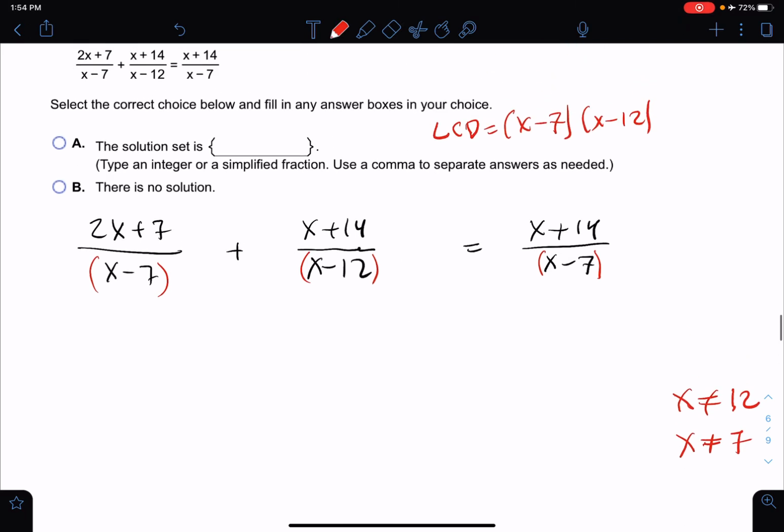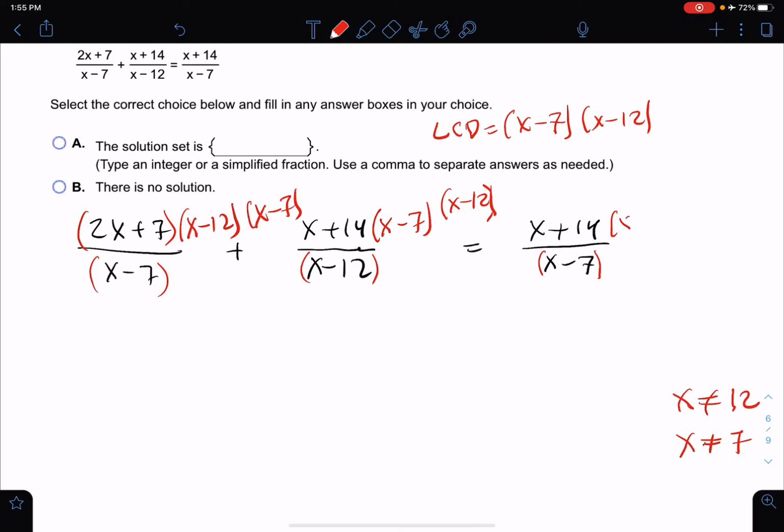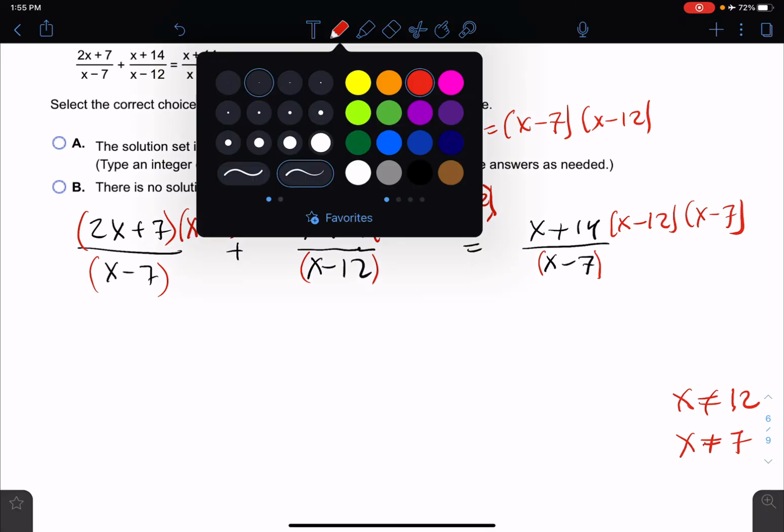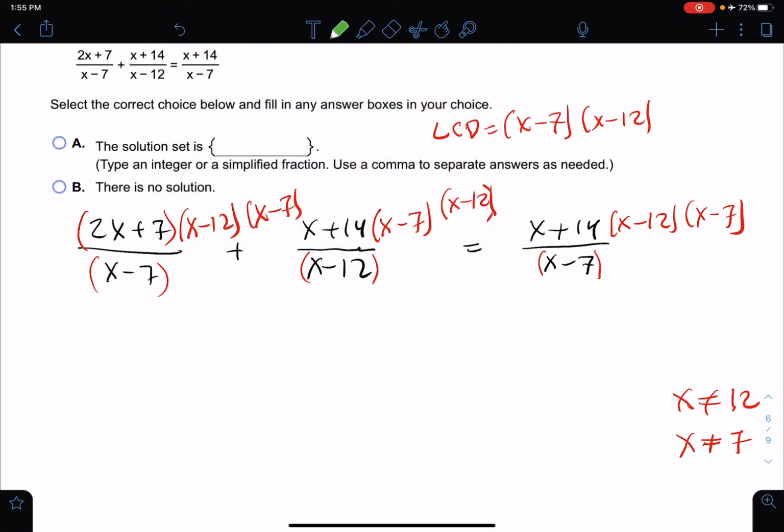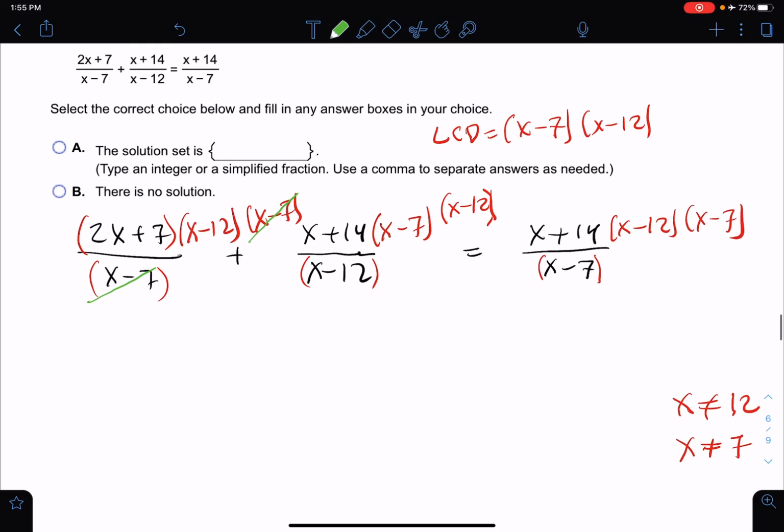Let's multiply both sides by the LCD. And that would be, the LCD is x minus 12 times x minus 7. And the LCD is x minus 7 times x minus 12. And x minus 12 times x minus 7. And that first step sure looks like a mess. Kind of is. But some nice things better happen. x minus 7 will reduce. Now we want to go ahead and distribute this.